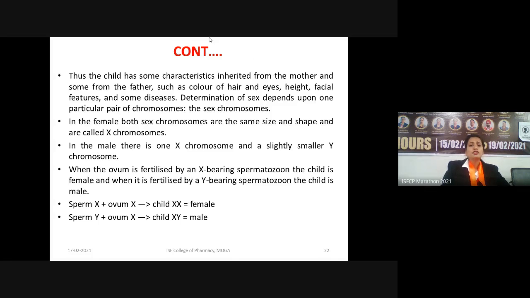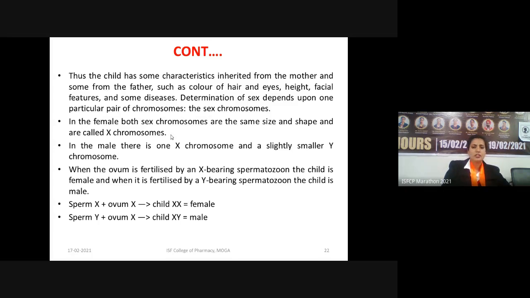Okay, so all of this depends upon the number of these chromosomes. Determination of the sex depends upon the particular pair of chromosomes that are known as the sex chromosomes, that are X and Y. In case of the female, both the sex chromosomes are the same size and shape. These are known as X chromosomes. But in case of male, there is an X chromosome that is larger and a smaller chromosome that is known as Y chromosome. When the ovum is fertilized by an X bearing spermatozoon, so if the X chromosome comes from the father's side, then the child born is female, and if the fertilization occurs by the Y chromosome that comes from the father's side, the child is a male.